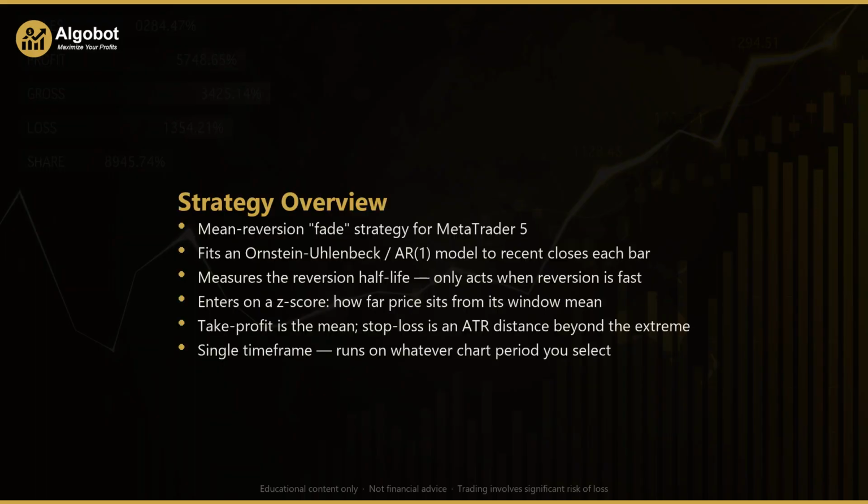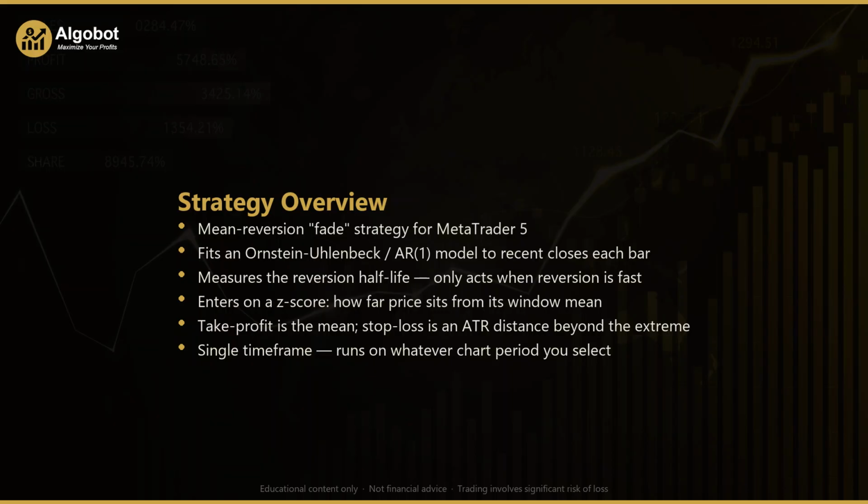Let's dive in. So what exactly is Half Life Reversion Fade, and who might study it? At its core, this is a mean reversion strategy, a so-called fader. Instead of chasing momentum, it does the opposite. It looks for moments when price has stretched unusually far from its recent average, and it positions for a move back toward that average. But here's what makes it different from a plain Z-score or Bollinger Band fader. It refuses to fade blindly.